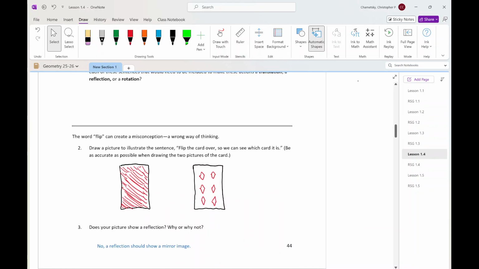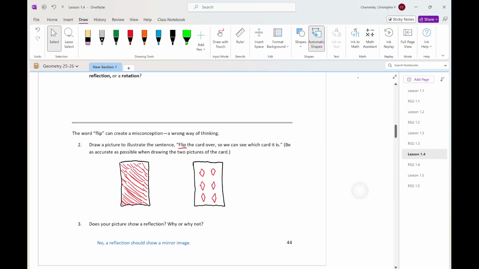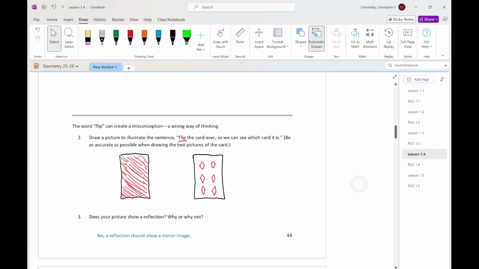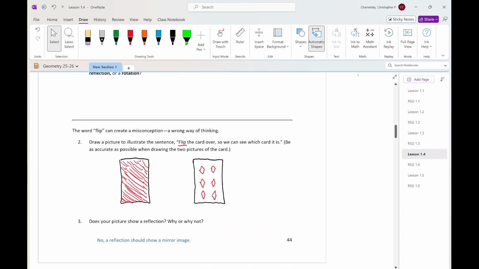For another example, the word flip is kind of a bad way of thinking of transformations, especially in terms of a reflection. It is how we use patty paper, but it doesn't really accurately describe what's happening in real life or mathematically. So you can think of a playing card, and if we say to flip the card over, we get these two sides after we flip, and that is not a reflection. That is a flipped card. If we had a true reflection, we would see a mirror image of the card, but that is not the case. So we want to avoid using flip, turn, and slide. They're not very mathematical words, and they're not good enough for us to describe what's going on in a transformation.